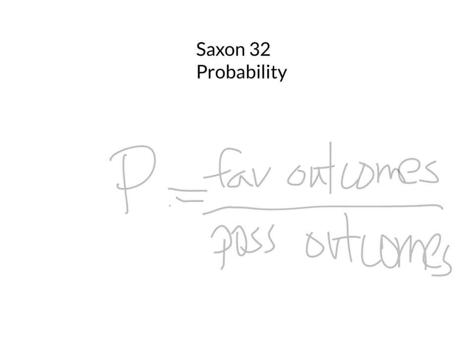Now you'll notice that here on the screen in front of you I have P is equal to FAV outcomes divided by POS outcomes. In this case, probability is equal to the favored, or what you're looking for, outcomes divided by all the possible outcomes. That being said, let's look at an example.